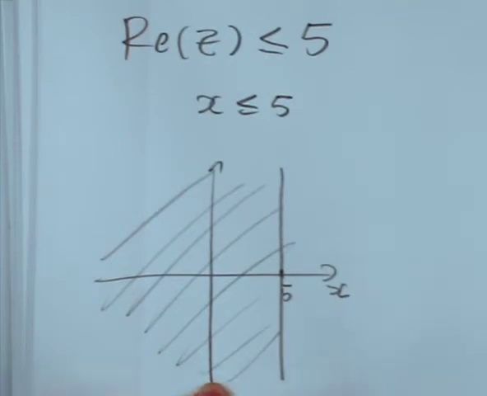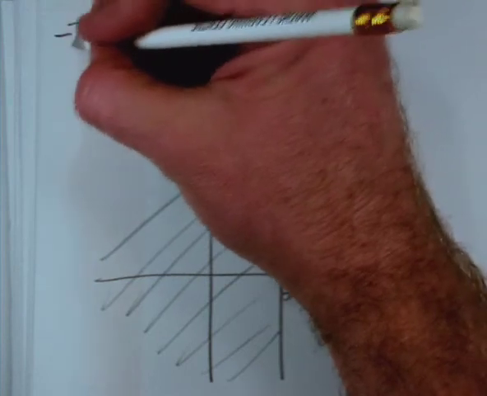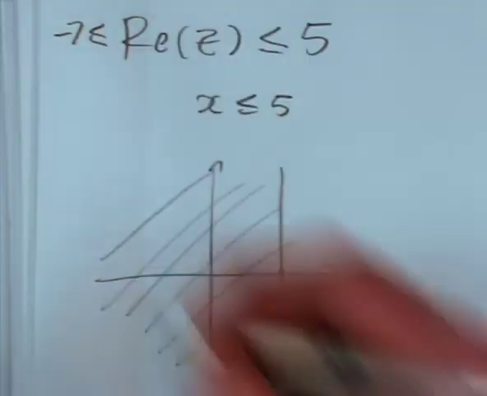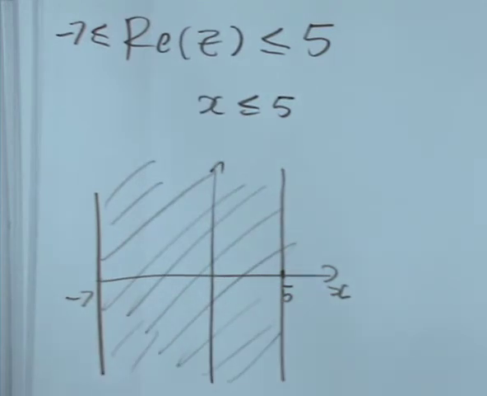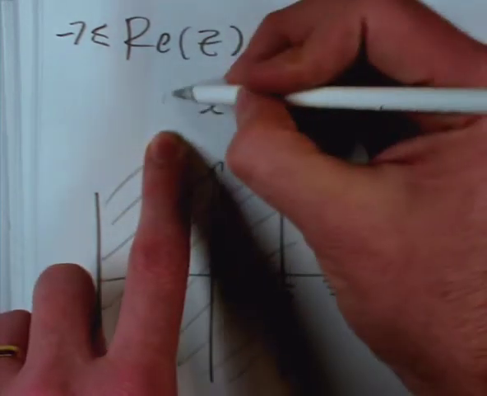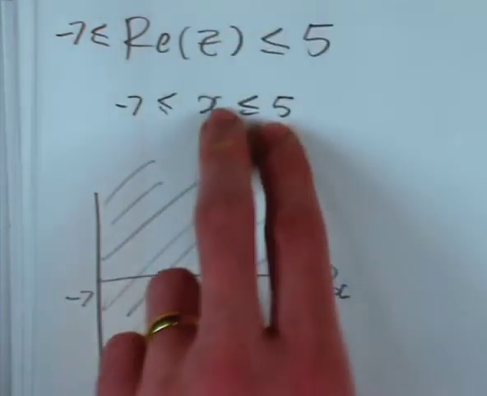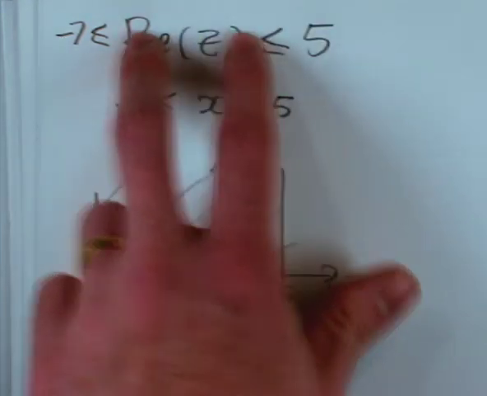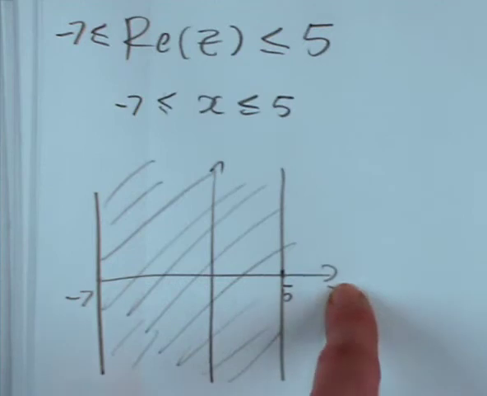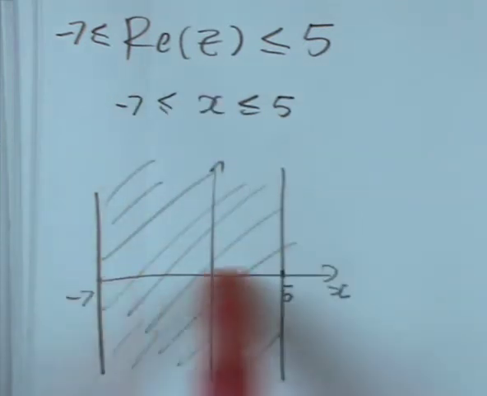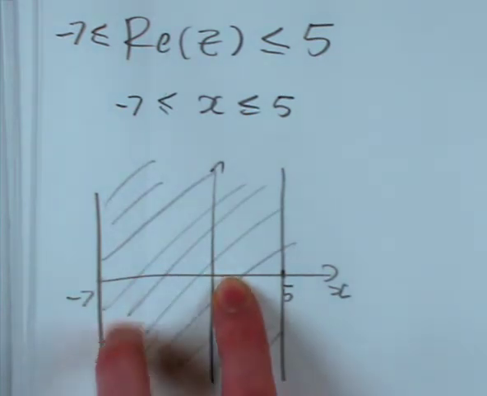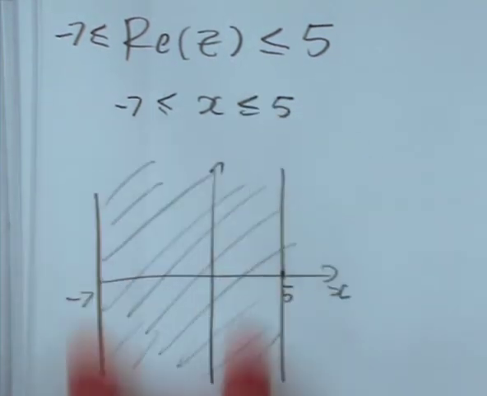I could draw very easily the real part of z is between, say, minus 7 and 5. And I would just put that in. Because that's saying the real part being between minus 7 and 5, x is what the real part is. And so x is between minus 7 and 5. But I haven't said what y is, so I'm allowed to use every possible y, so I just go up and down.